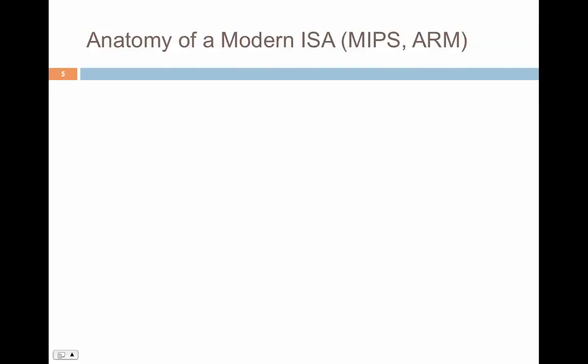Let's look at the anatomy of a modern instruction set. In this course, we will look at MIPS architecture. There could be other architectures like x86 and so on, but in this course, we look at MIPS. The execution assumption is we are going to execute one instruction at a time. This is mostly true of a single pipeline. If you have multiple pipelines, this assumption may not be true.